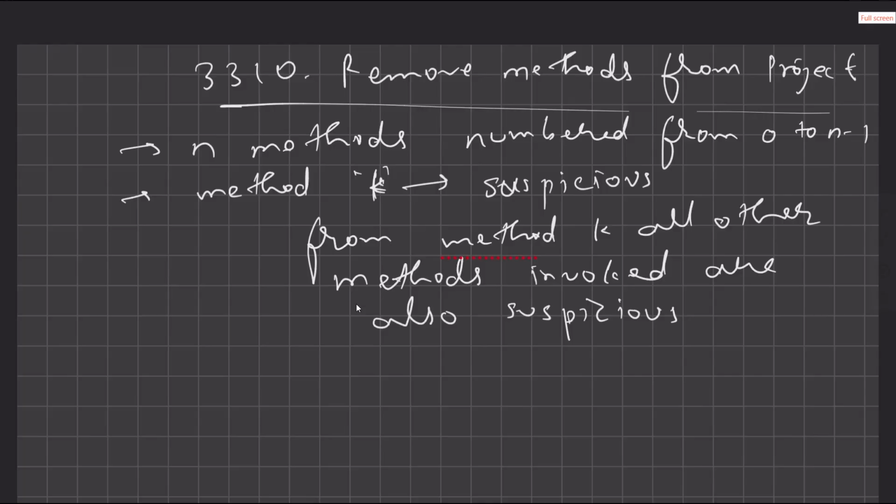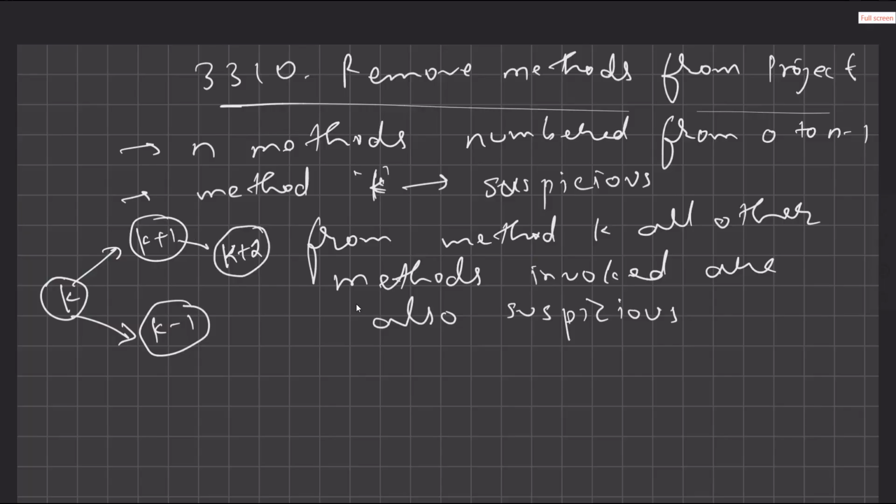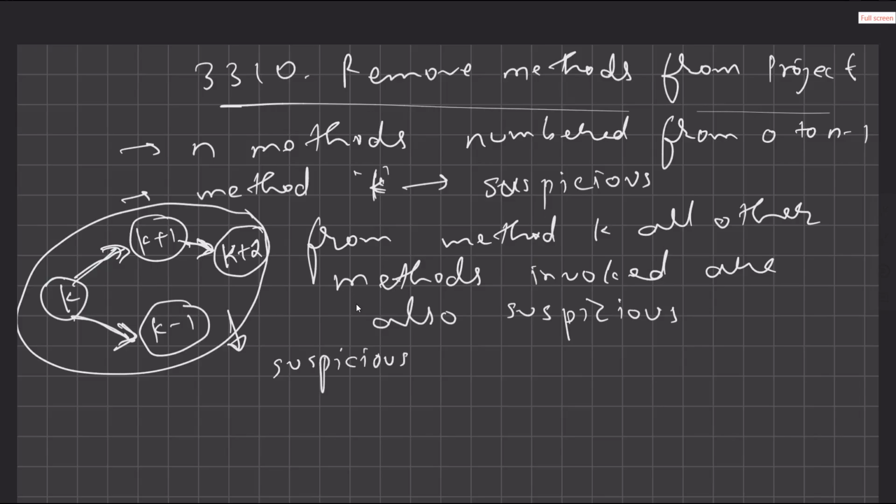What they're saying is, from method k, let's say we have method k. From here we have, let's say, k plus 1, k minus 1, and we can have k plus 2, something like that, and it is connected. So from method k, either directly, so this k plus 1 and k minus 1 are direct methods, or indirectly, this k plus 2 is also indirect. This all forms a suspicious group.